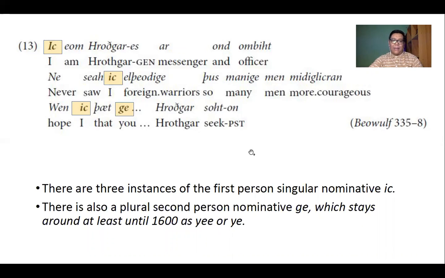Now, in this example, there are three instances of the first person singular nominative ik. Okay, so if you notice, these instances of ik show us that the first person singular nominative pronoun was used as the subject of the sentence. There's also a plural second person nominative ge, which stays around at least until 1600 as ye. They pronounce it as ye.